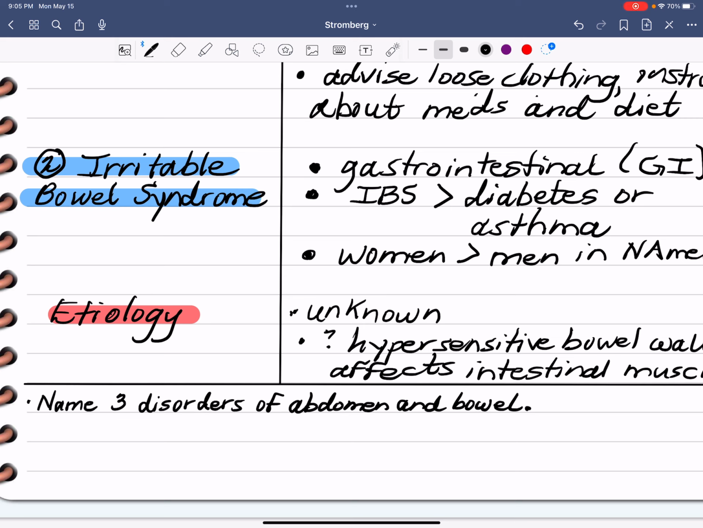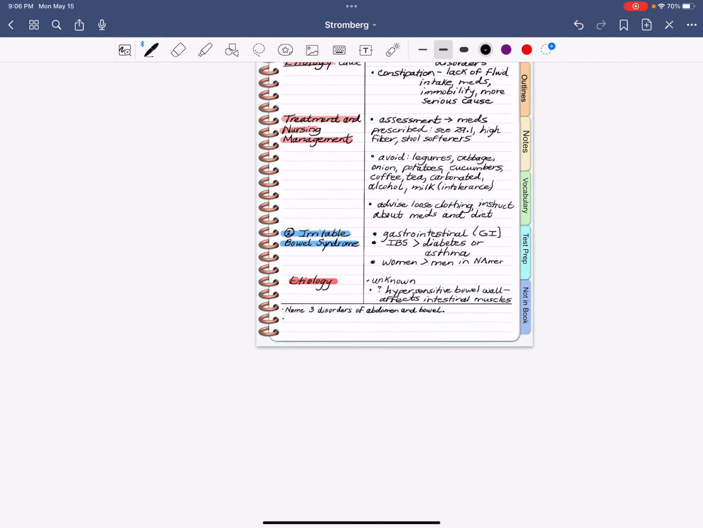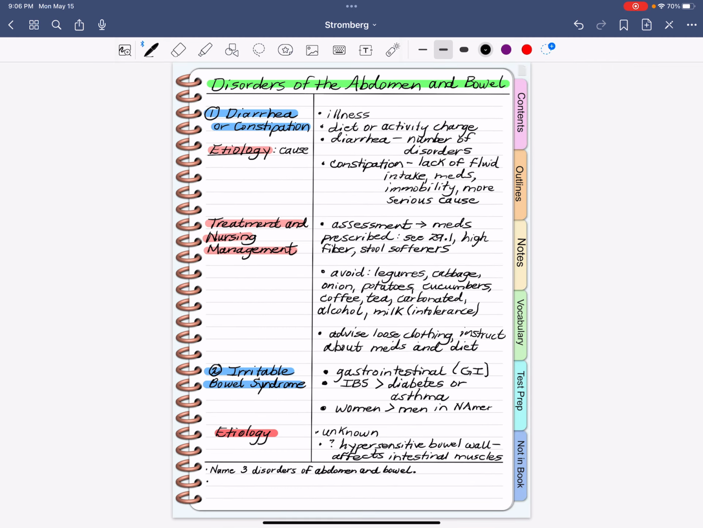Here's another one. We could say, let's see, let me think of which. Let's not do which, because that is an open-ended or a multiple choice question. Which disorder has an unknown cause?